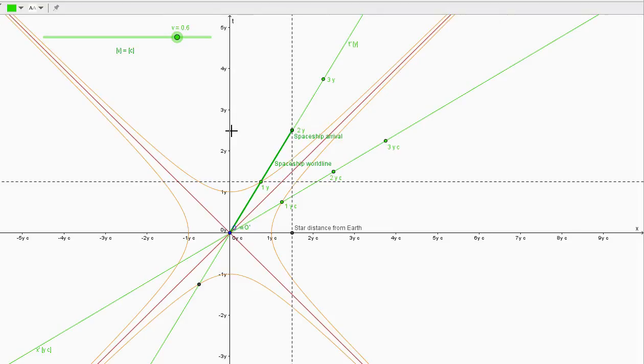But with the x prime and t prime axes, we see that the astronaut who stays on the spaceship at x prime equals 0, this is also the world line of the astronaut, will arrive to the star after only 2 years. We should use correctly the oblique coordinates.